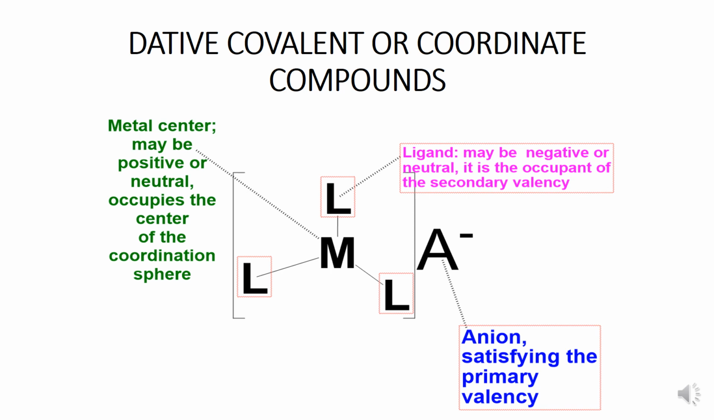And there may be more than one kind of bond in a coordinate compound. You may have the coordinate bond and an ionic bond. For this reason, the bonds that are formed within the square bracket are referred to as coordinate bonds. But the bonds that are formed outside the square bracket are referred to as the ionic bond. You can see the metal center, the ligand, and the anion: the anion satisfies the primary valency, while the ligand satisfies the secondary valency.